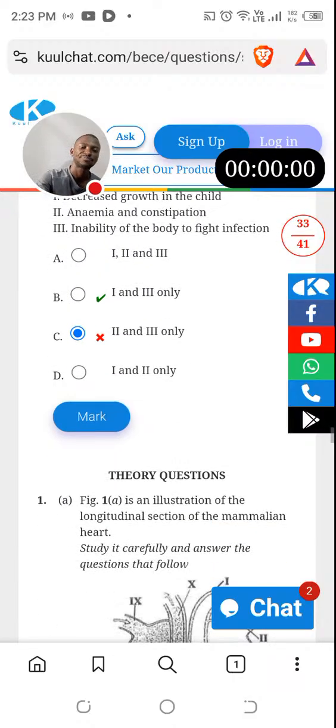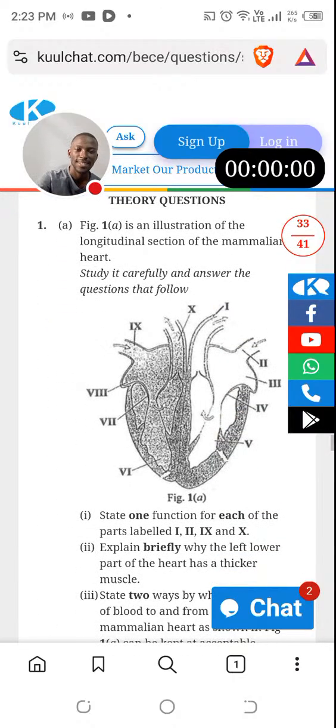Okay, so basically that brings us to the end. Oh boy, I've gotten 33. So that's 32 out of 40. I've gotten 8 wrongs. Wow. That's terrible.